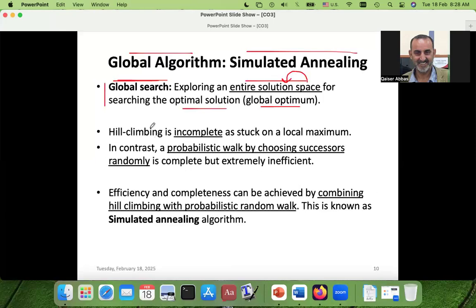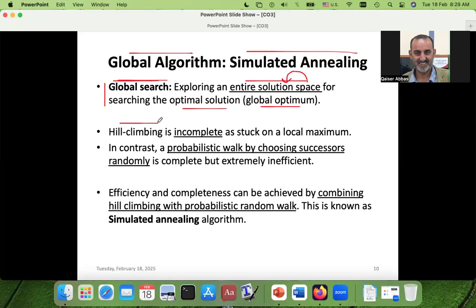Anyhow, the hill climbing algorithm is incomplete. Actually, we shouldn't really say incomplete, because what is the definition of completeness? If some solution exists and the algorithm gives you that solution, that is called completeness, and then the algorithm is complete. This is what we know from our previous chapter. Hill climbing will always give us a solution, but it will give us a local maximum.